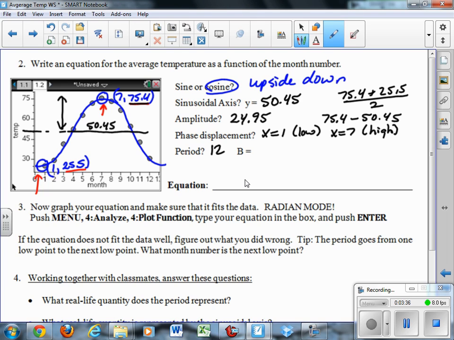Don't make the mistake of thinking it is the last point minus the first point, 12 minus 11, because 12 is not the next low point. The next low point would actually be down here at 13, then the next January. So if you go from January to January, it's going to be 12 months, not 11. That means b is 2 pi divided by 12, or pi over 6.